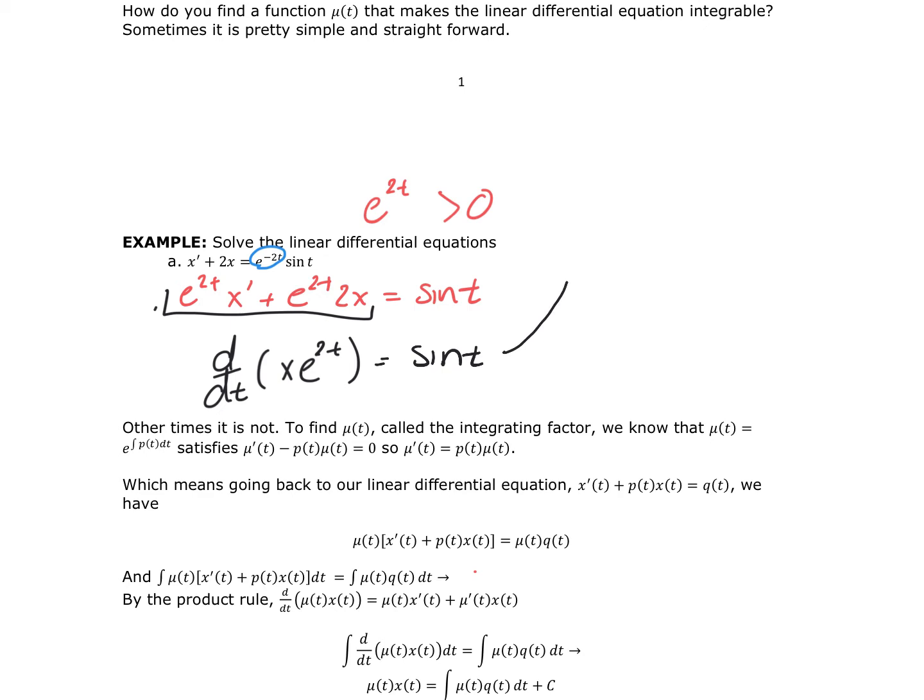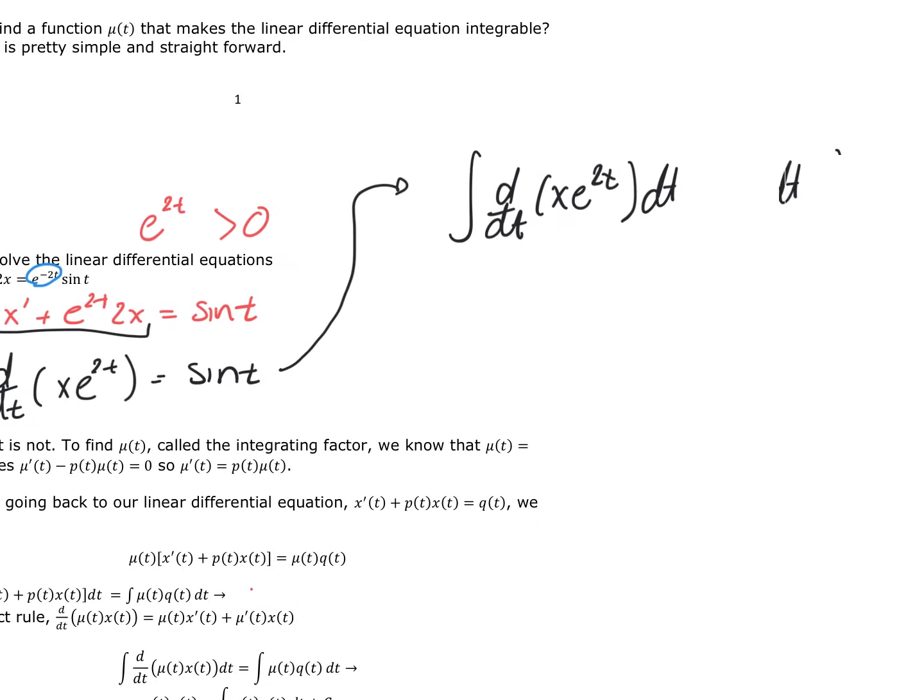Now, if we integrate both sides, I'm going to integrate d/dt of x e to the 2t, and I wrote x e to the 2t, dt is equal to the integration of the sine of t dt plus c.